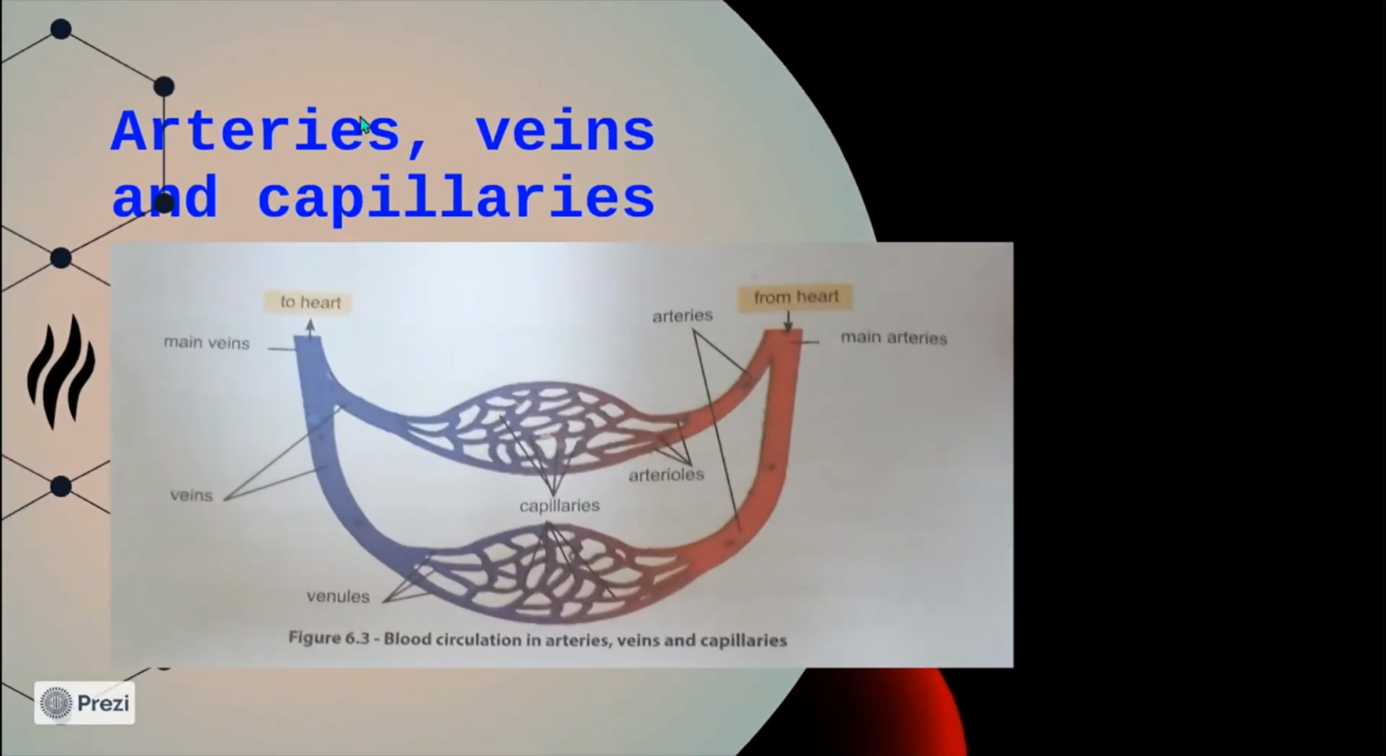Next, we are going to learn about the arteries, veins and capillaries. The blood vessels that take blood away from the heart are known as arteries, and the blood vessels that take the blood towards the heart are known as veins. When taking blood away from the heart, arteries further divide into arterioles and capillaries. The venules form veins when taking the blood to the heart.